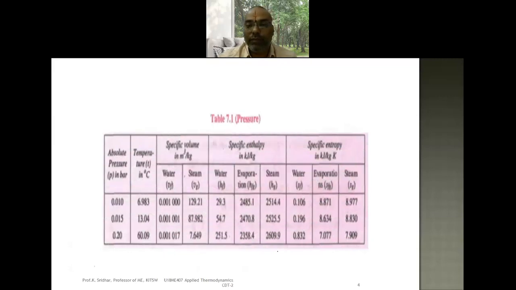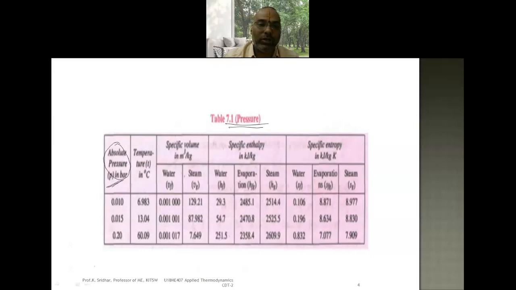So how can we find out the various properties of the steam from the steam tables? Here I have given you one example. Let us say it is a pressure based table, Table 7.1, with pressure in brackets. That is how you can tell it is a pressure based steam table: in the first column you see the absolute pressure P in bar. Whenever the pressure parameter is in the first column, it is a pressure based steam table.